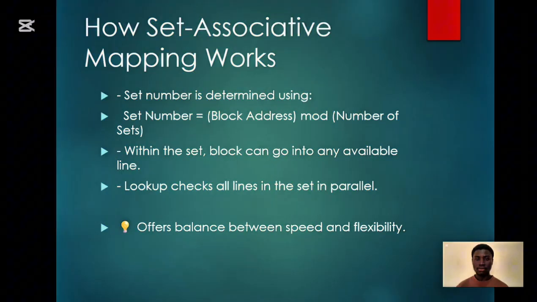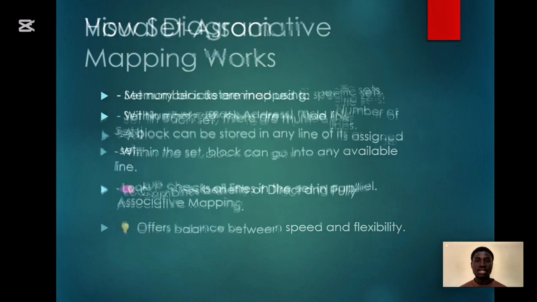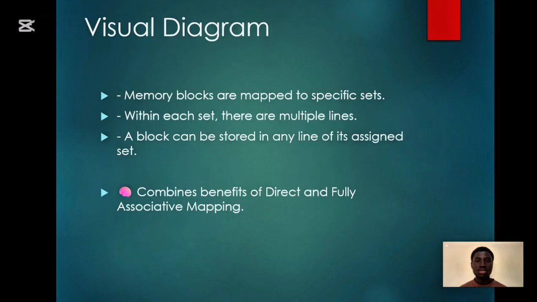How does it work then? It divides the cache into several sets, each containing multiple lines. Each memory block is mapped to one specific set, and within that set, it can occupy any line. Therefore, to find data, the system only searches the specific set and not the entire cache. This flexibility helps reduce conflict misses compared to direct mapping.